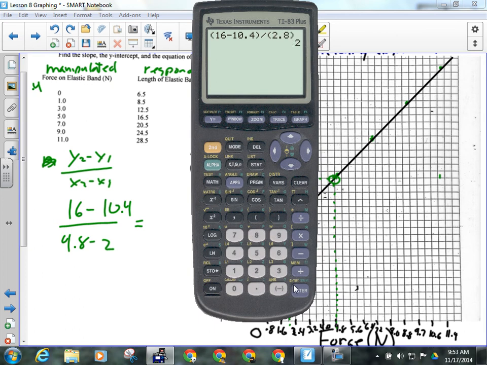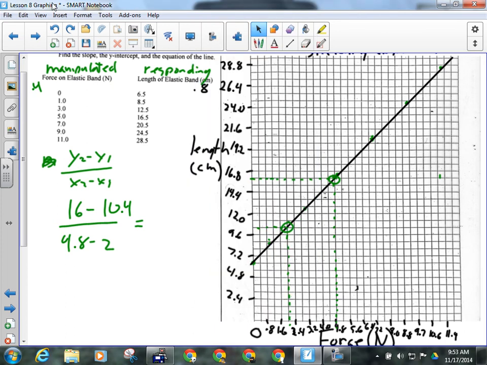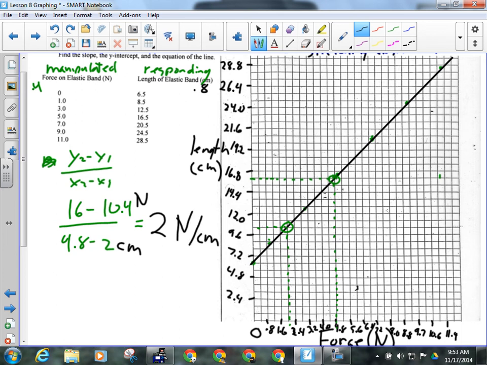All right, so how about that? We're getting exactly 2 for our number. This was in newtons, and this was in centimeters. So what are my units? Newtons per centimeter. Basically how much force you would have to apply to stretch the elastic band. To stretch the elastic band 1 centimeter, you would have to apply 2 newtons of force, is what that slope is telling us.